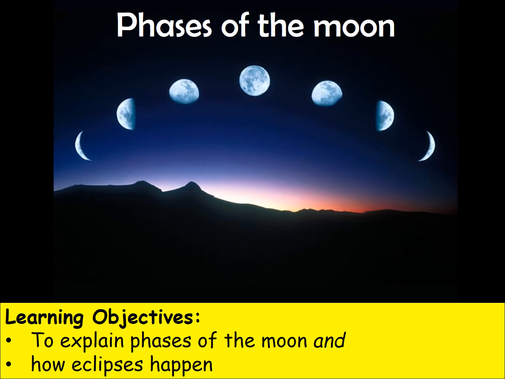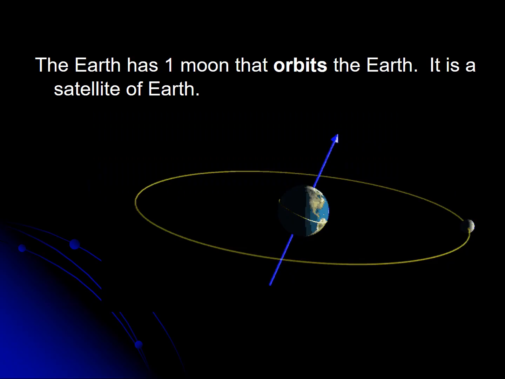We're now going to look at phases of the moon. The learning objectives here are to explain the phases of the moon and how eclipses happen. The Earth has one moon that orbits the Earth. It is a satellite of the Earth. Now, you've come across that word satellite before in the previous lesson. If you've forgotten, then you need to go back to that lesson.